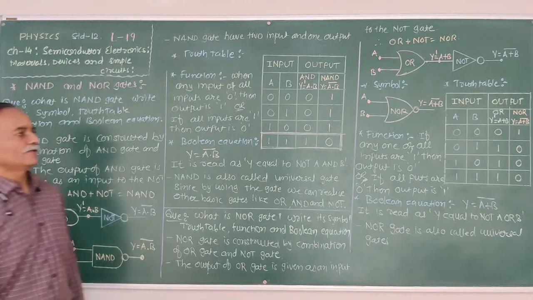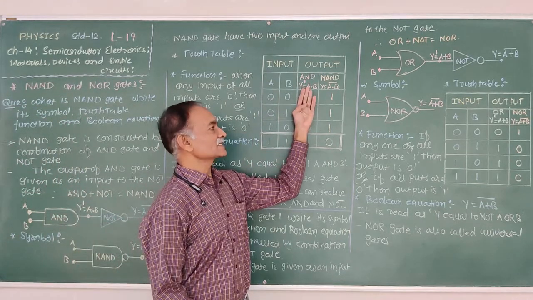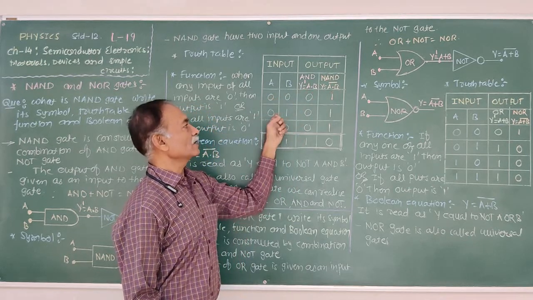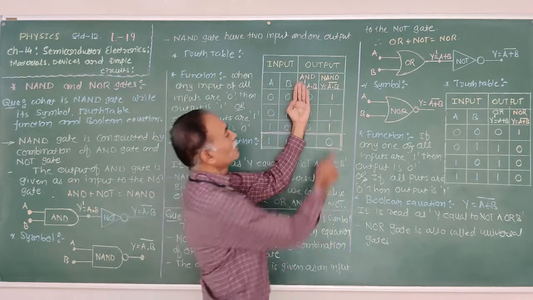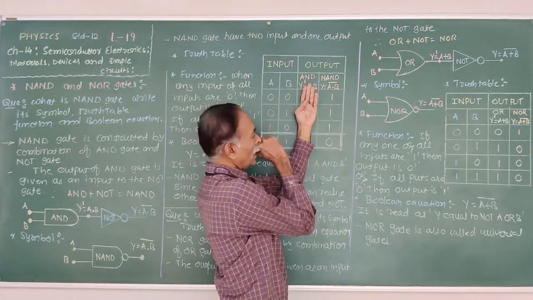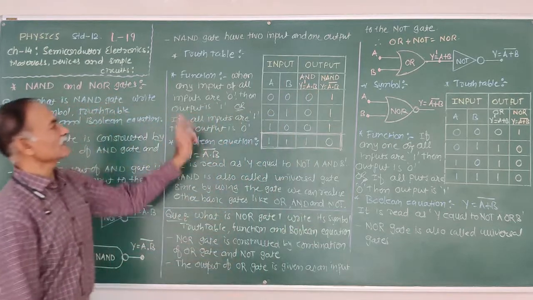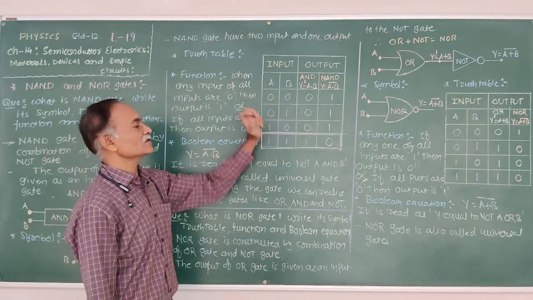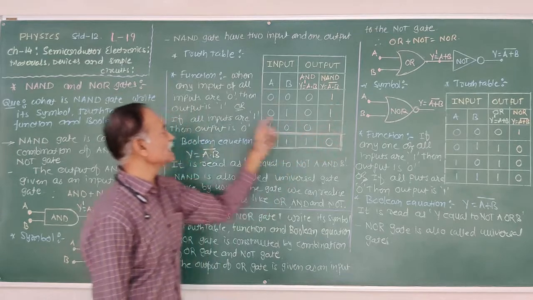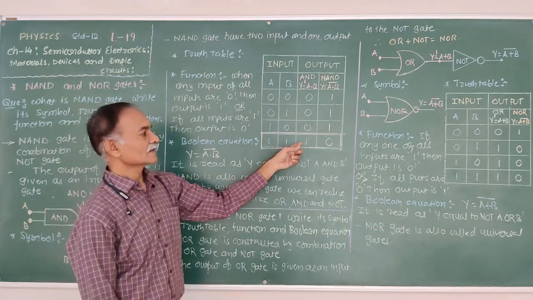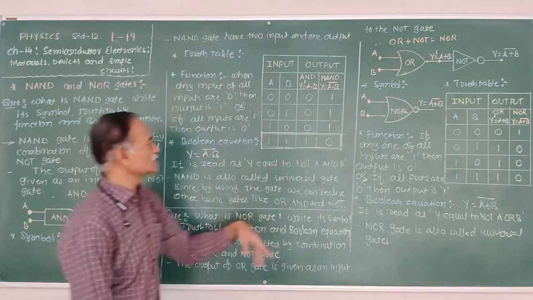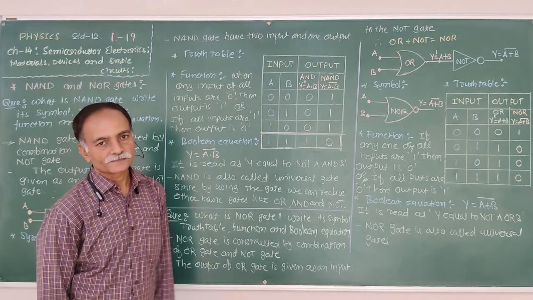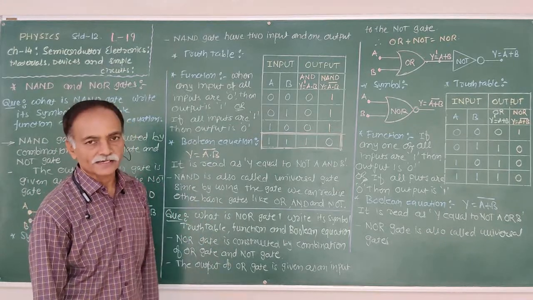So how do we describe the function of the NAND gate? The output is 1 if any one or all inputs are 0. Therefore, the function is: when any input or all inputs are 0, the output is 1. Or in other words, if all inputs are 1, the output is 0. So that is the working function of the NAND gate.